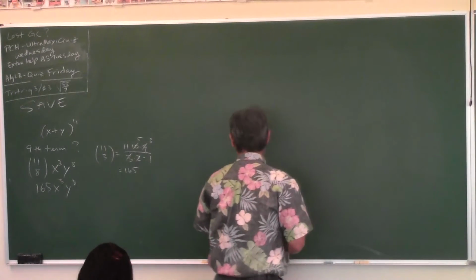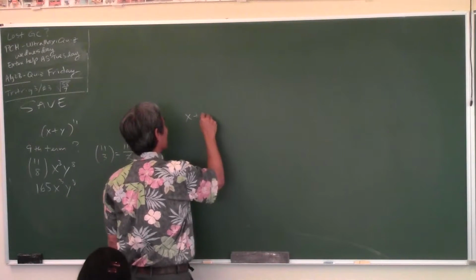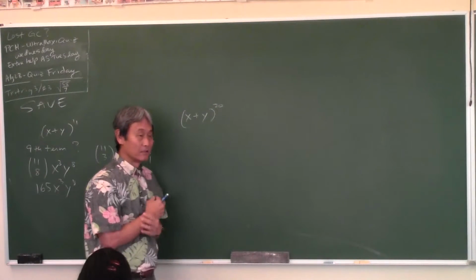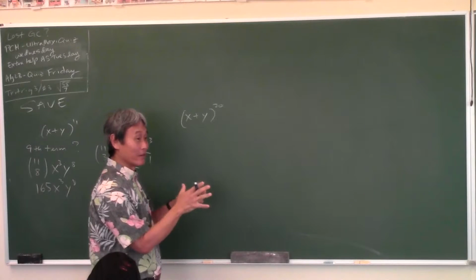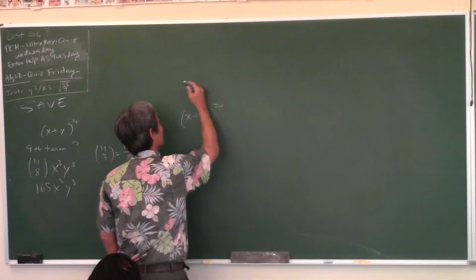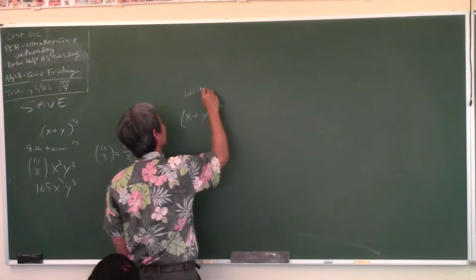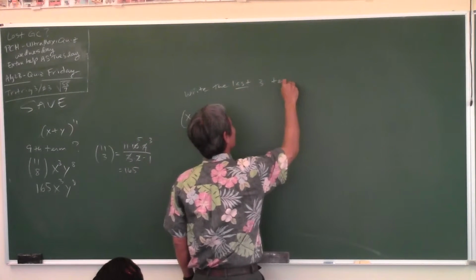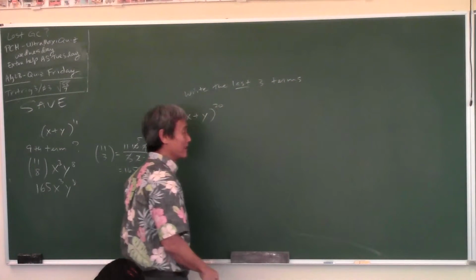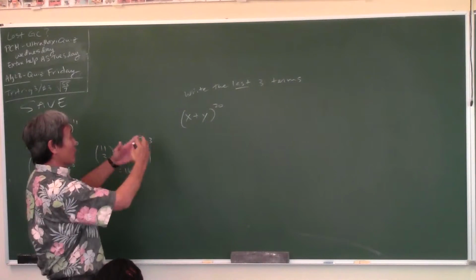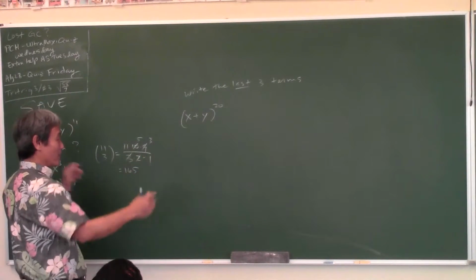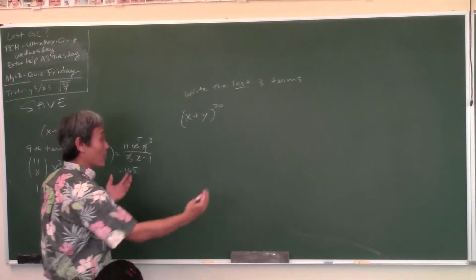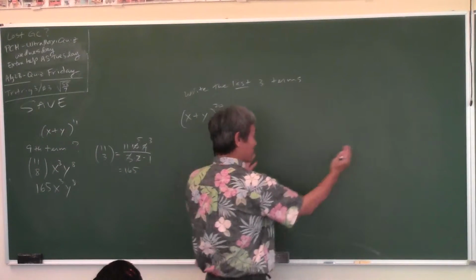What if you have x plus y to the 20th power? What are the last three terms? So write the last three terms. We won't even do 4, we'll just do 3. Now if you were to expand this, there would be 21 terms. There's no way you want to write all 21 and just box the last 3, right? So if we go backwards now, we want the last 3.